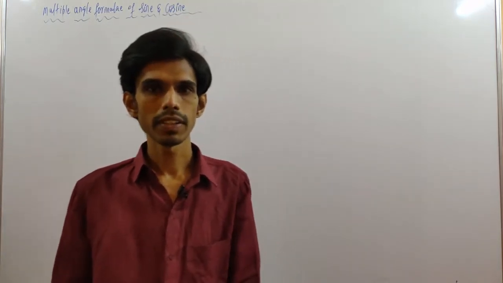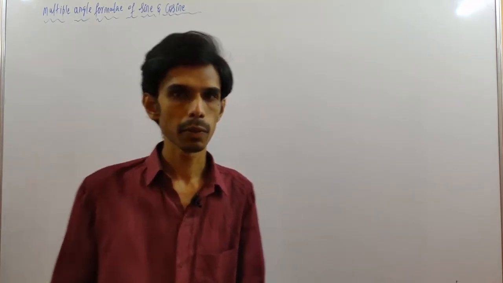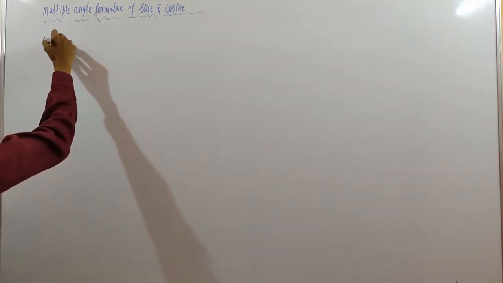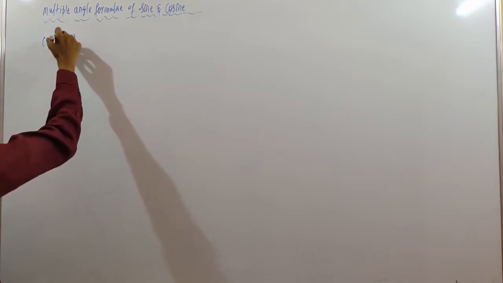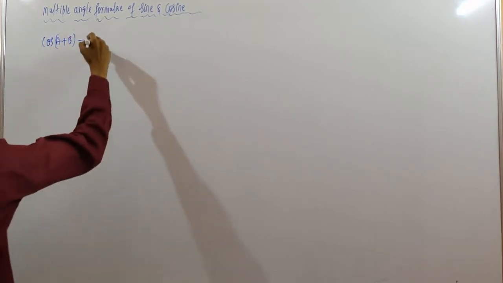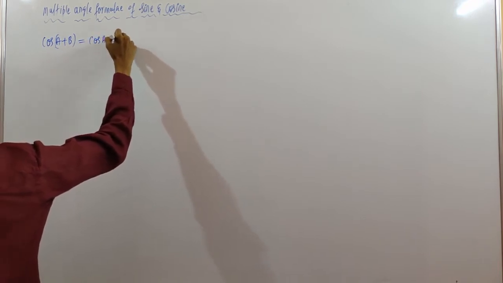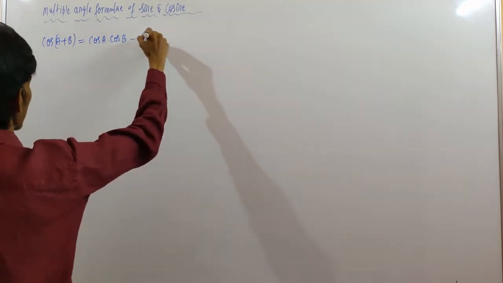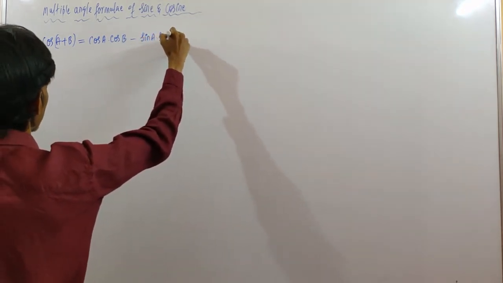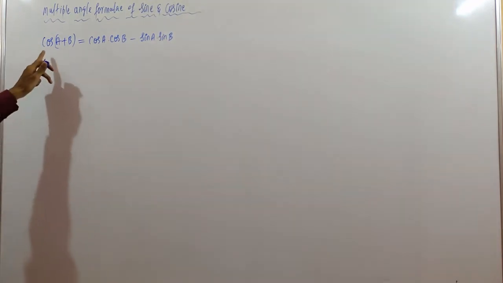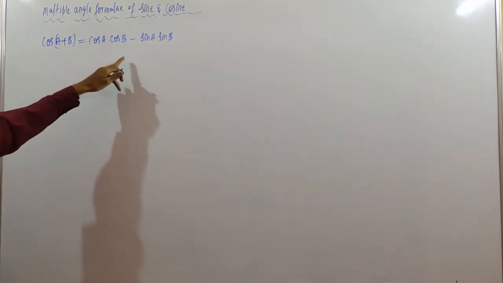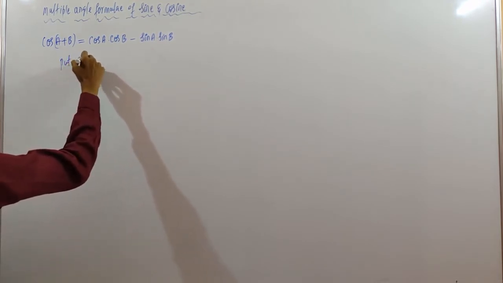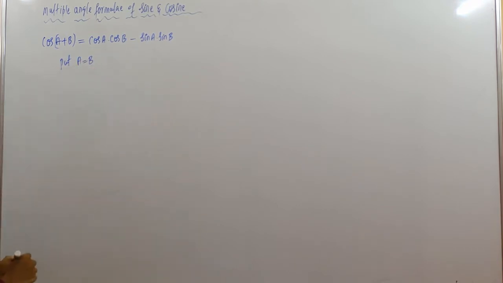In this class, I am going to discuss multiple angle formulas of sine and cosine. We know that cos(A+B) can be written as cos A cos B, plus sign is there, so put minus here, sin A sin B. We have this formula: cos(A+B) is equal to cos A cos B minus sin A sin B.